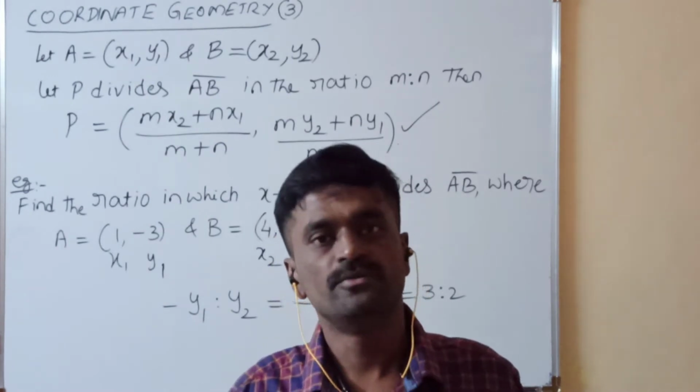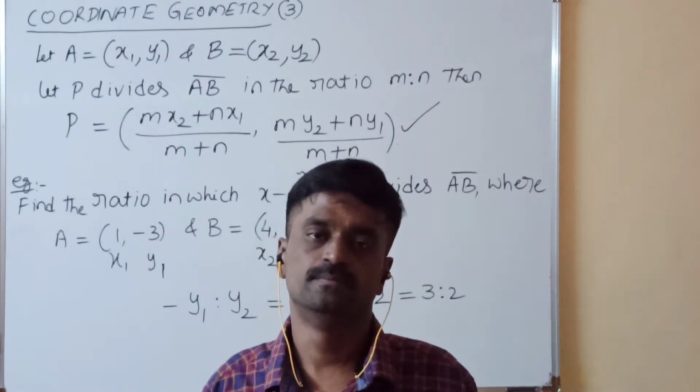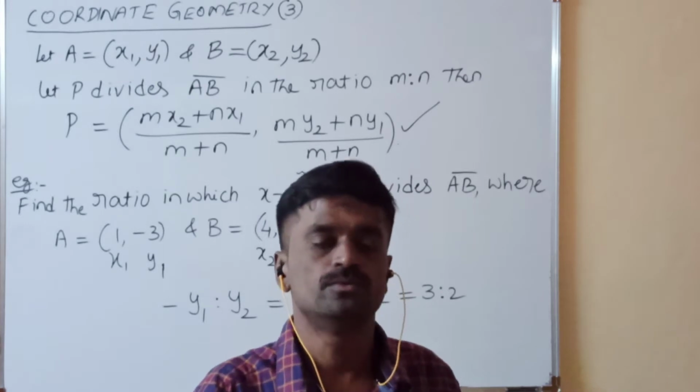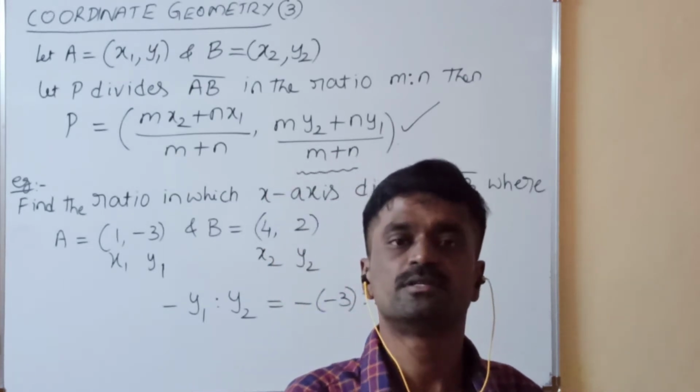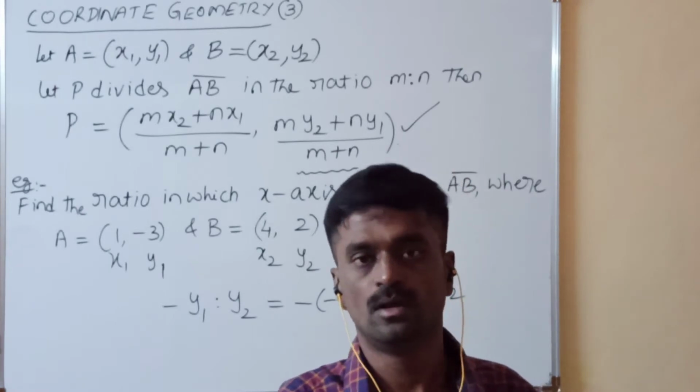Here you got a positive ratio, hence the division will be internal division. Because the ratio we got is positive, the division is internal division. If you get a negative ratio, the division will be external division.